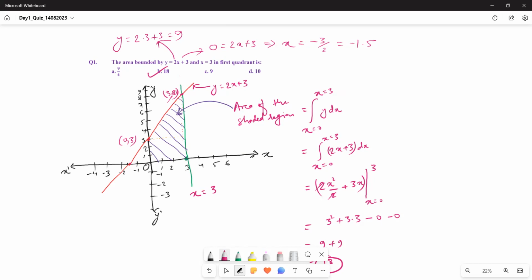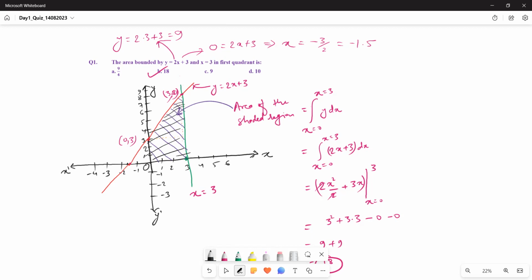And you see the area bounded by y equal to this and this in the first quadrant. The total area bounded is more; these areas are also bounded by them. But we want only the first quadrant. So in the first quadrant, this shaded region is the only area bounded by these two lines, right?